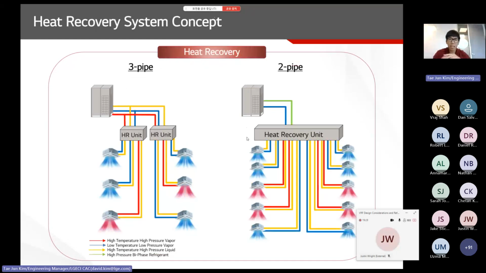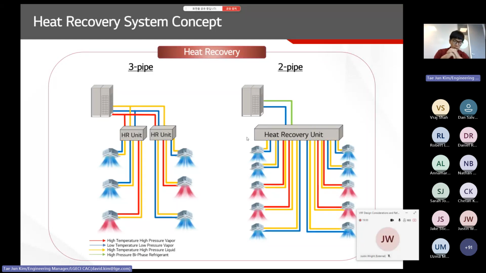On the other side, for the heat recovery system, there are 2 different types out in the market right now. There's a 3-pipe system that uses a 3-pipe connection between the outdoor unit and the heat recovery unit, and also a 2-pipe system that uses a 2-pipe connection from the outdoor unit to the heat recovery unit. Depending on the manufacturer, they will have different types of heat recovery methods, but the basic concept is the same.